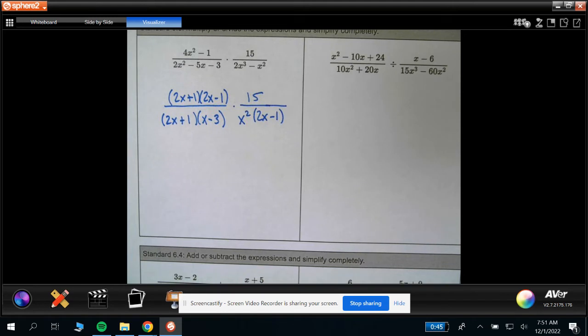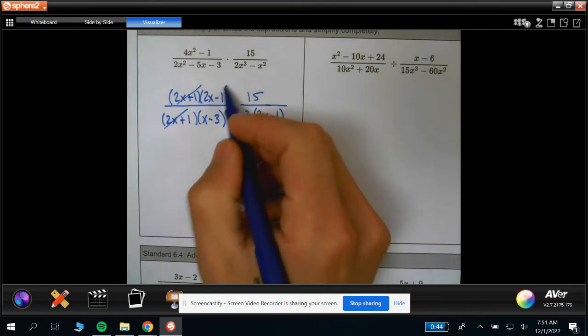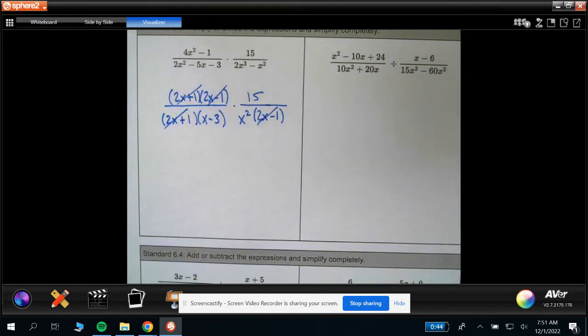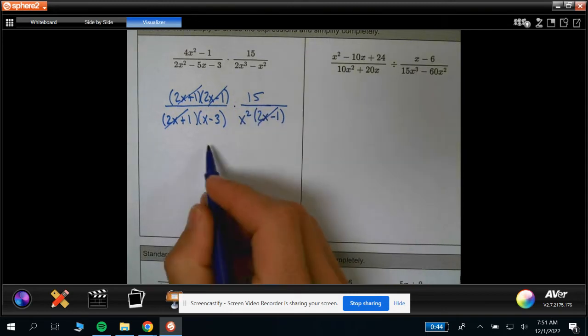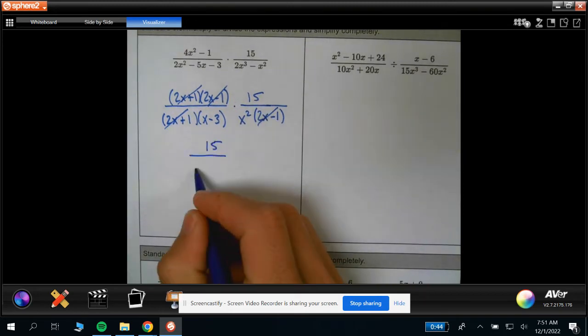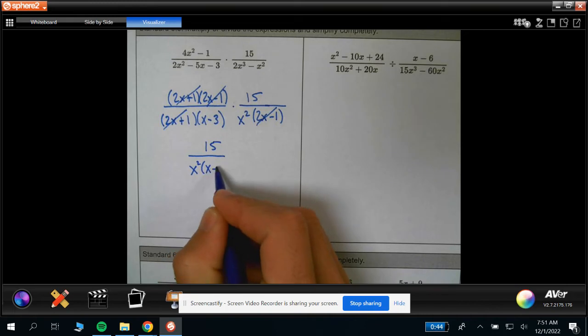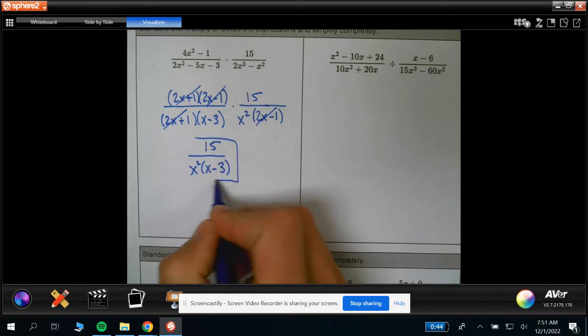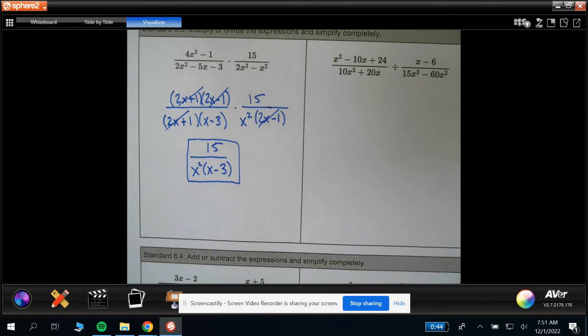Now, where do we see things that are the same? Where do we see common factors? I see a 2x plus 1 over a 2x plus 1. And I can also factor out 2x minus 1 over 2x minus 1. Okay? So what's left? I've got a 15 on top over x squared times x minus 3. Put those all together into our final answer. Okay? That's what's left.